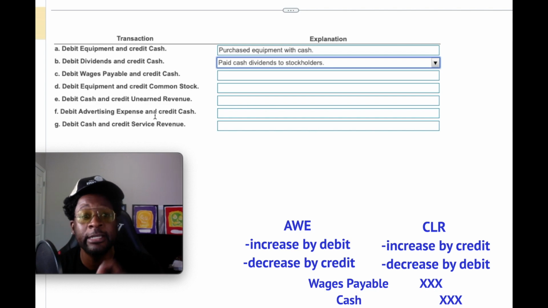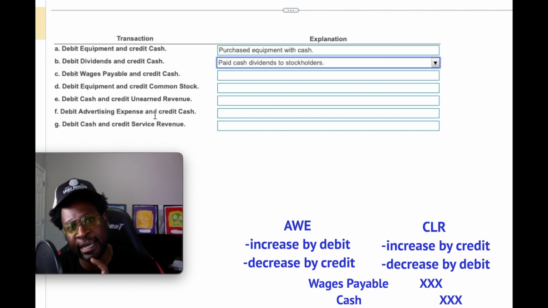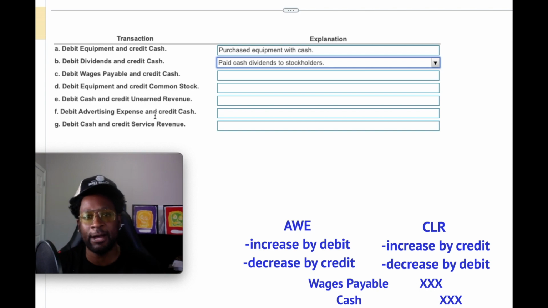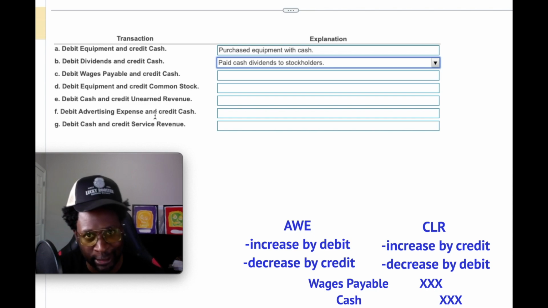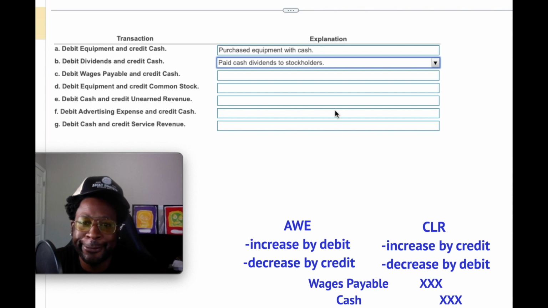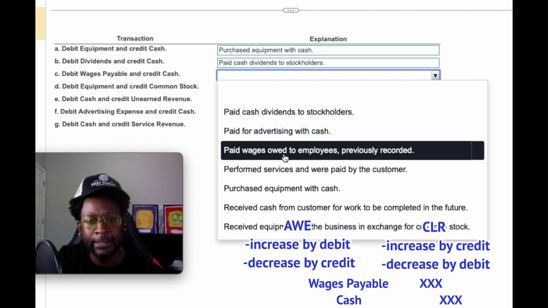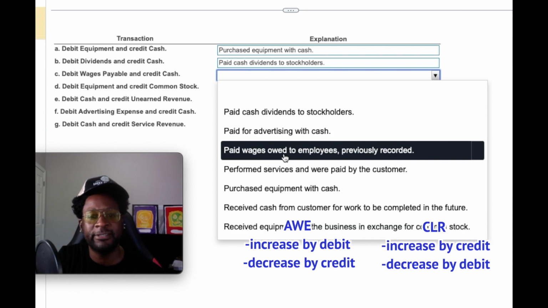What are we doing with it? We're debiting wages payable. So, based on the clear gain's rule, if we debit it, that means we are decreasing our wages payable, ultimately decreasing our liabilities. So our wages payable went down, at the same time causing our cash to go down. What situation happens when your cash goes down as well as your liability? You already know. The correct answer would be paid wages owed to employees previously recorded.